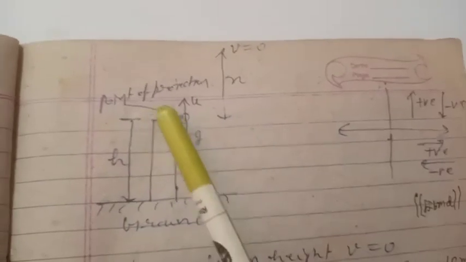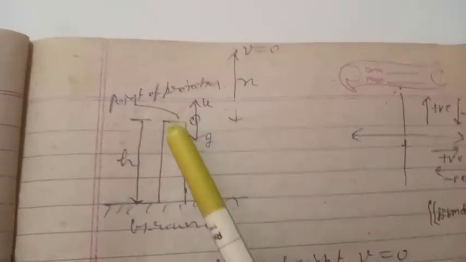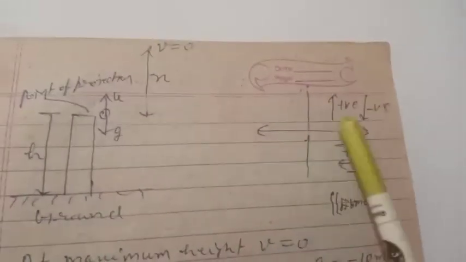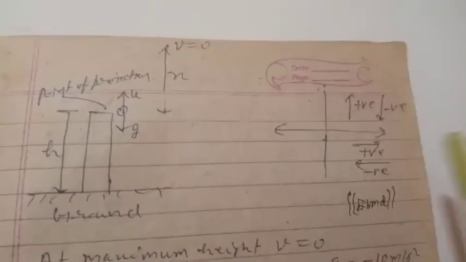This is the ground and this is the tower. Point of projection at this height, that is at a height h, the ball is thrown in the upward direction, and we have taken the sign convention: upward direction as positive and downward direction as negative, and rightward direction as positive and leftward direction as negative. At maximum height, v will be 0.